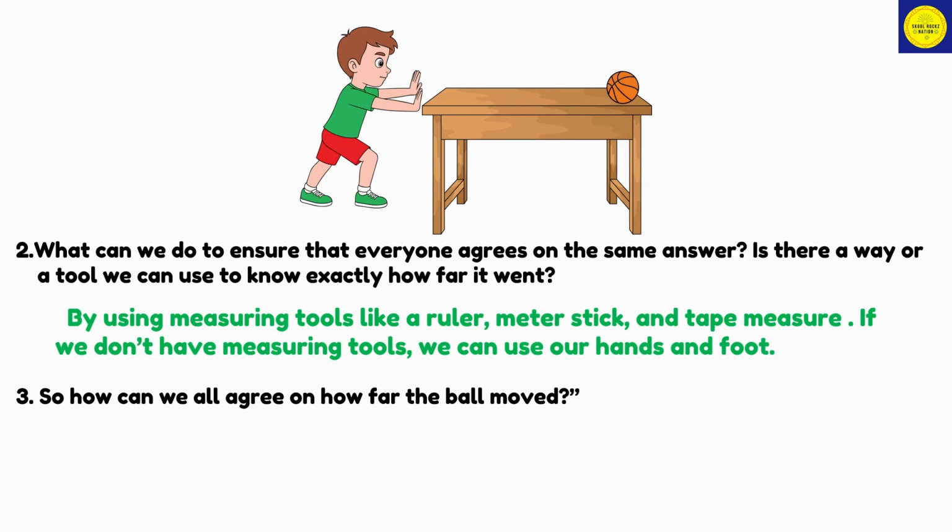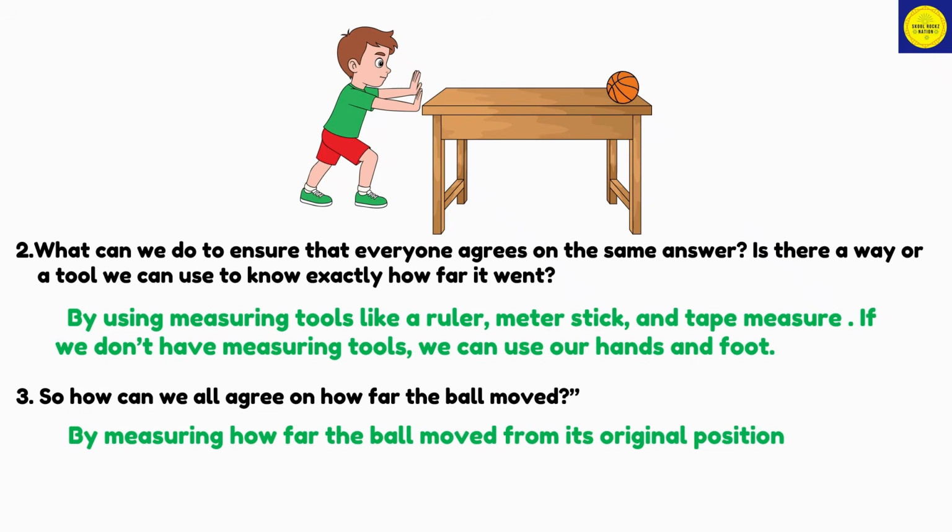By using measuring tools like a ruler, meter stick, and tape measure. If we don't have measuring tools, we can use our hands and foot. So, how can we all agree on how far the ball moved? By measuring how far the ball moved from its original position.